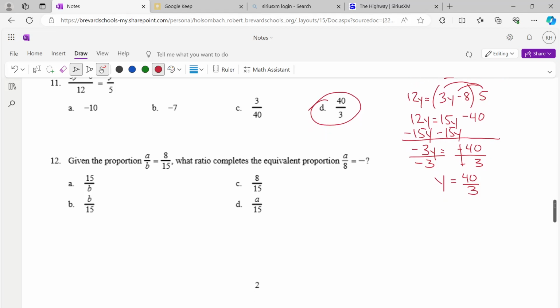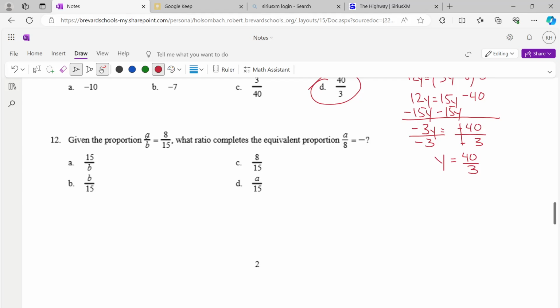Problem number 12. Given the proportion A over B equals 8 over 15, what ratio completes the equivalent proportion A over 8? Well, I asked myself, what did they do to this original proportion? It looks to me like they put the 8 that was in the numerator in the denominator, right? So if they put the 8 where the B is, what do they got to do with the B? To make it equal. Good, they put the B where the 8 is. Everybody see that? Should never get this problem wrong.